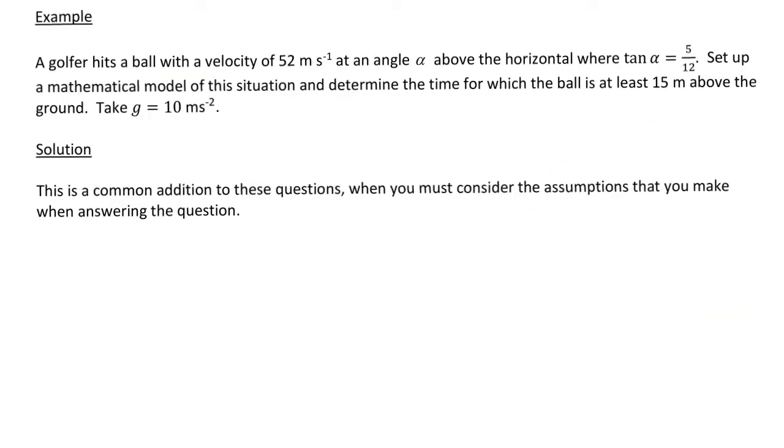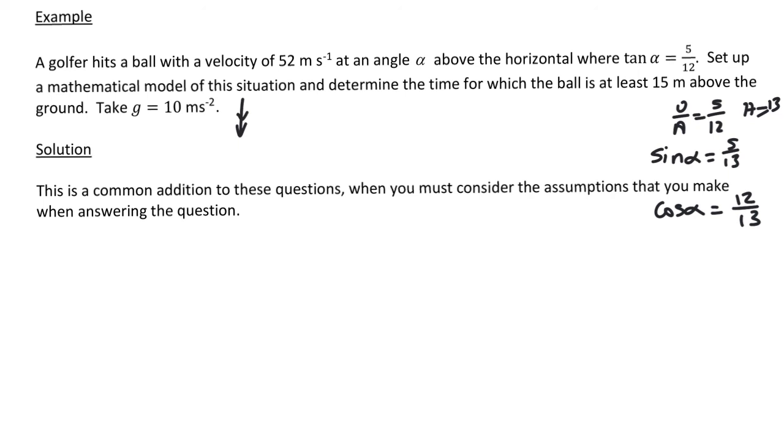And then the last example: a golfer hits the ball with a velocity of 52, at an angle of alpha above the horizontal, where tan alpha is 5 over 12. That tells us that the opposite over the adjacent is 5 over 12, and using Pythagoras' theorem we can find that the hypotenuse equals 13. So sin alpha is going to be 5 over 13, and cos alpha is going to be 12 over 13. Set up a mathematical model of this situation and determine the time for which the ball is at least 15 metres above the ground, and take g as 10 metres per second squared.